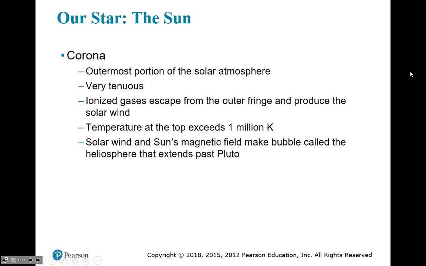And the solar wind and the sun's magnetic field make a bubble that's called the heliosphere that sort of defines the edge of the area dominated by the sun, and it extends well beyond the orbit of Pluto. It's maybe somewhere on the scale of around 100 astronomical units out, while Pluto's at like 40. It's like twice the distance from the sun that Pluto's at.